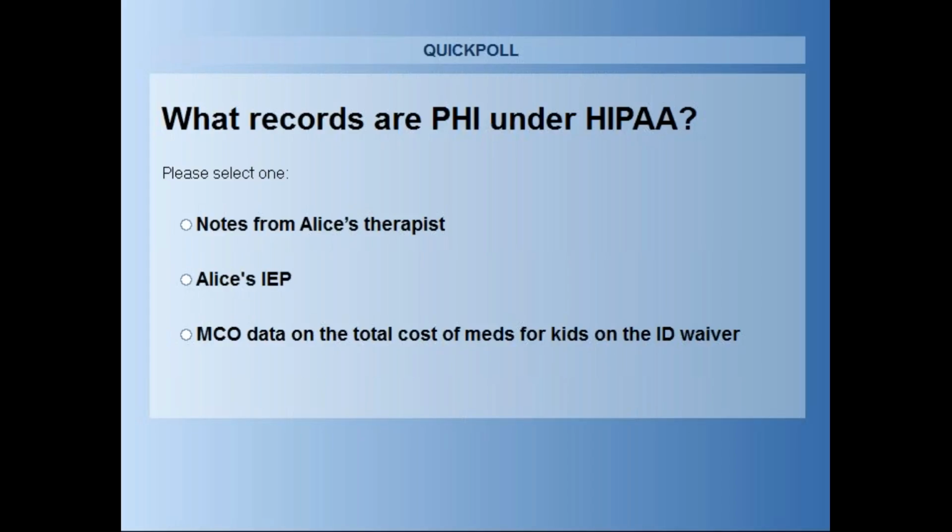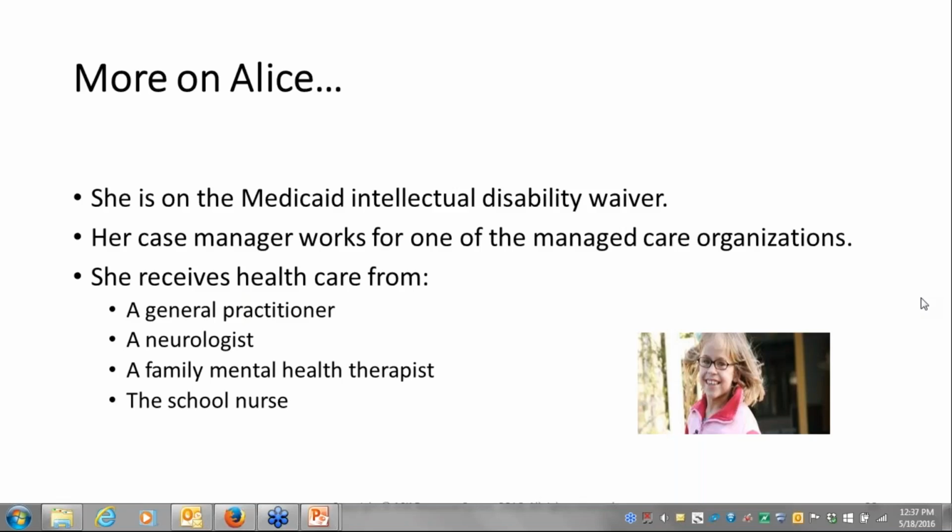Oh, 100% of folks have voted. Okay. I'm going to close the poll. The answer is A. Notes from Alice's therapist are protected health information. Alice's individual education plan is not protected health information. It's not covered by HIPAA. It's covered by FERPA, though, because it's within the school. And then the data from the managed care organization is de-identified. It's not protected health information that's individually identifiable. So that's not covered by HIPAA either.